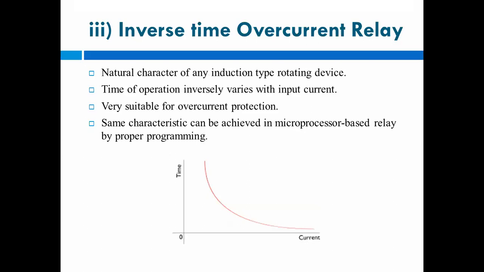Now the third type is the inverse time overcurrent relay. This is simply your time current characteristic. As the current starts increasing, the time required for the operation of the relay starts decreasing. For higher values of current, your relay will operate immediately. So this is your inverse time overcurrent relay.